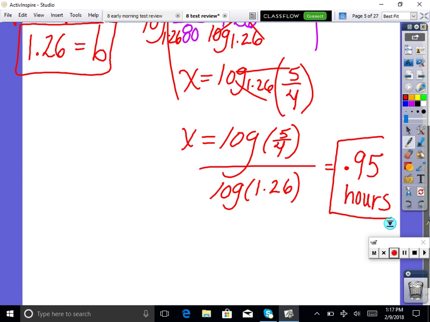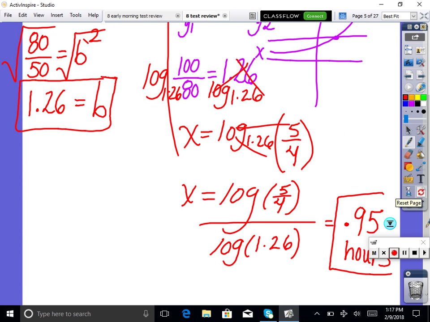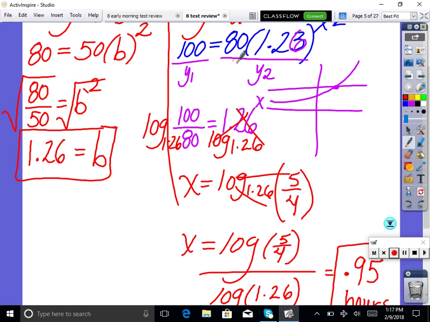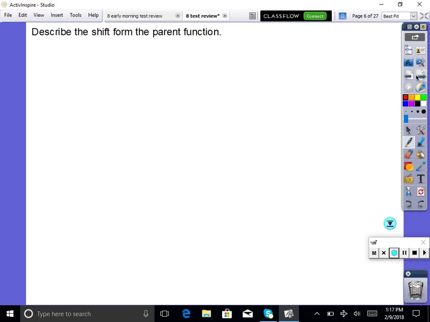Please though, if you really want, just solve by calculator. y1, y2, find where they intersect. Which notice is very different than when we had to solve over here, because b was not an exponent, so it was just algebra. Okay.